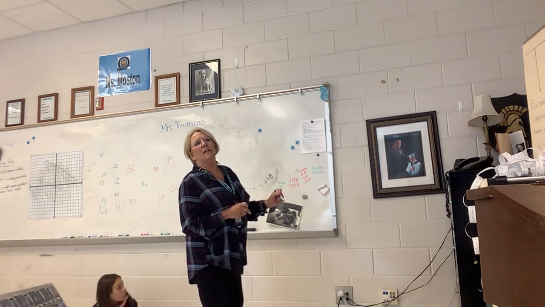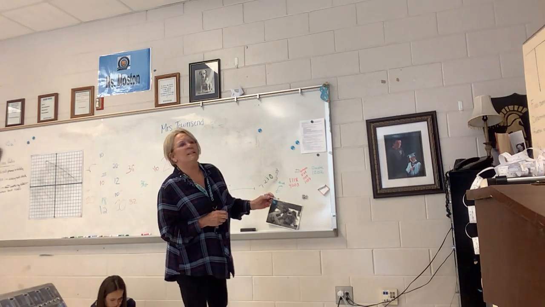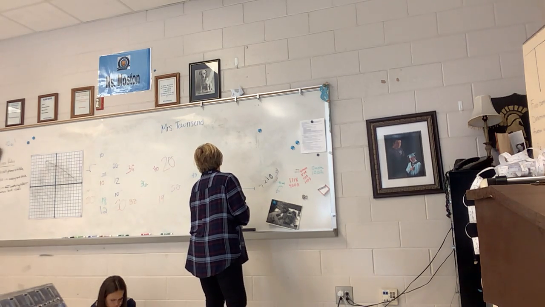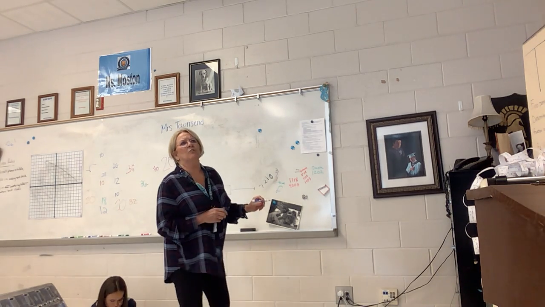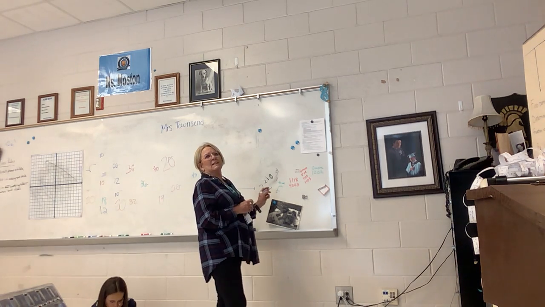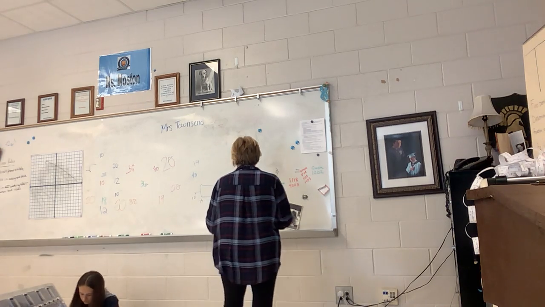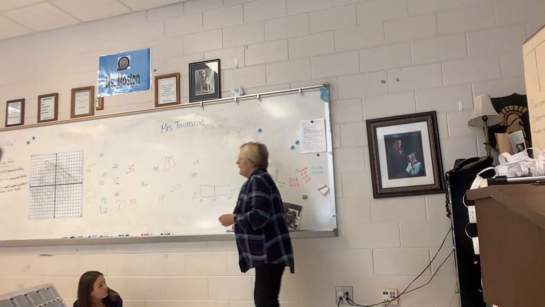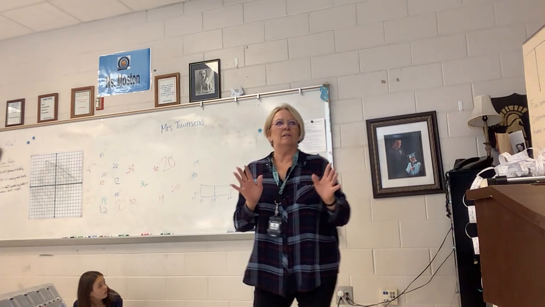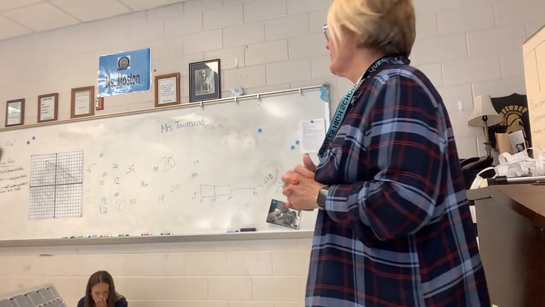It looks like my minimum on my 5-number summary is 10. My Q1 is 13. My median is 19.5. My Q3 is 25. And my max is 48. They slept the whole weekend. Okay. Now I have my box plot with my 5-number summary.